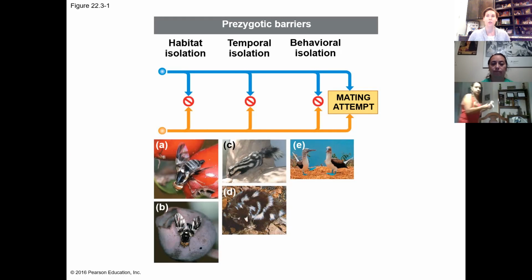Temporal isolation could be one is active at night and one's active during the day. One goes to another location when it's winter time, or they migrate to different places, and so they never overlap. And then behavioral isolation would be more so the nocturnal versus diurnal. I live in the water, you live on land, kind of a thing. And so mating never occurs in that way.